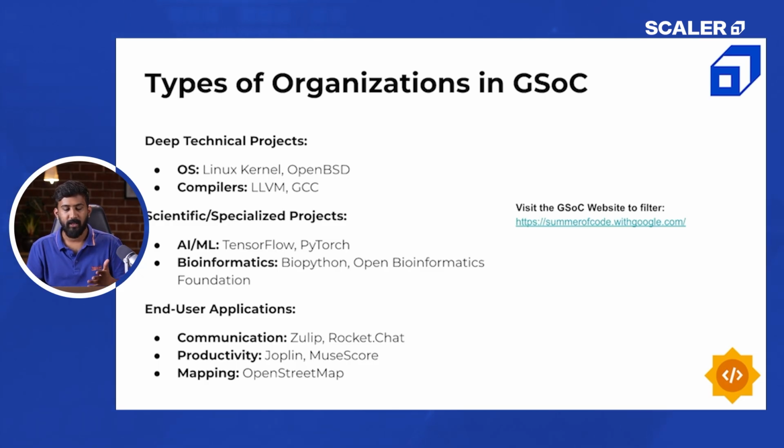And then scientific or specialized projects: AI, ML, you can see TensorFlow, PyTorch, bioinformatics, BioPython, Open Bioinformatics Foundation. Now there is one small thing over here. If it is a scientific one, let's say a company creating a solution for a chemical company, or a biotech company, you should not just be a good coder or problem solver. You should have some information about that particular field as well. Let's say the solution requires you to know a bit of biotechnology. In that case, you can't simply apply if you're just a software engineer, or if you just want to code.